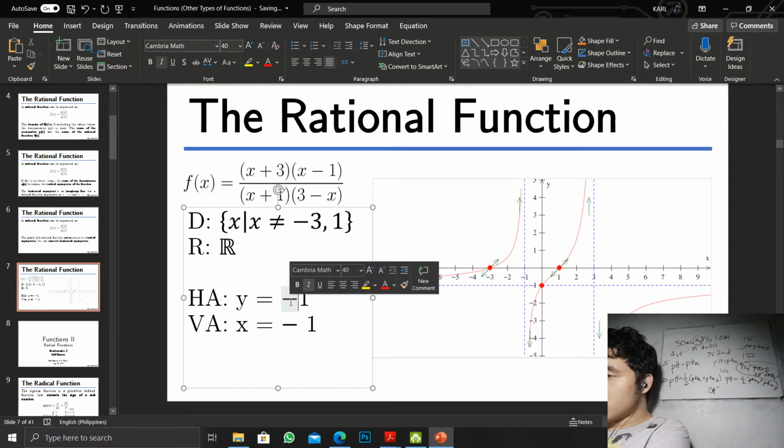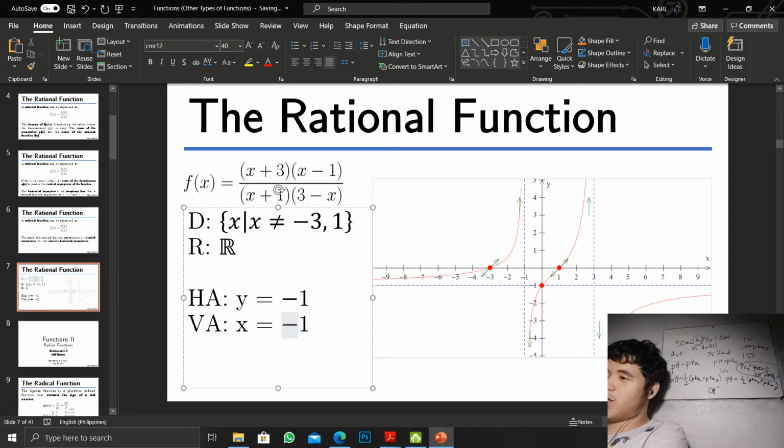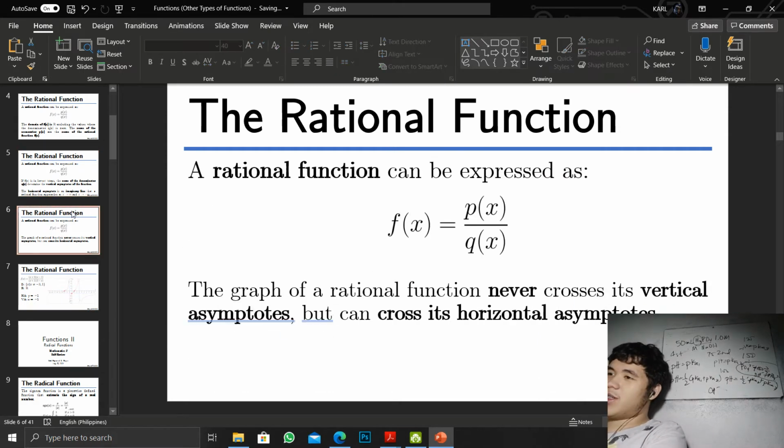Mamaya ipag-discuss ko ito, medyo bibilisan ko. I mean, I'm not going to draw too much ice tables na, no? Kasi dapat by now, sanay na kayo.